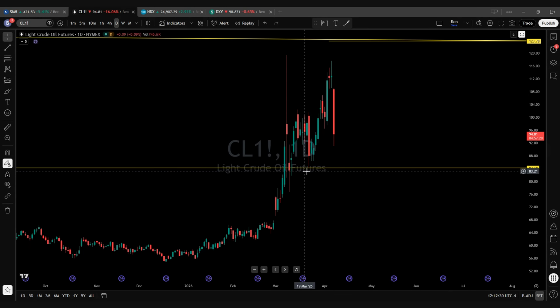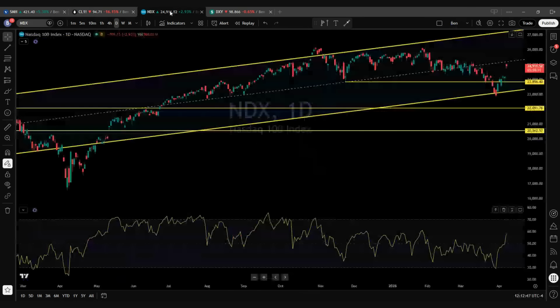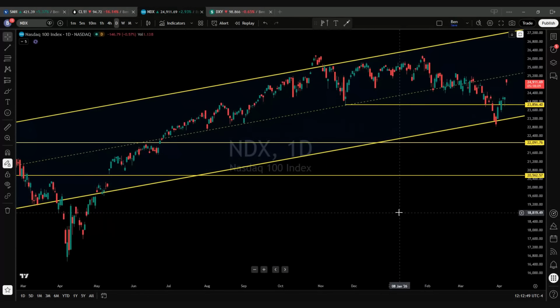As you can see, it's already kissed this level once and then got this nice bid to the upside. So on a down move, this is where I'd pick up CL1 for a swing trade. And then again, that level is $84.18. You will get some pretty significant support off of that level. NDX is another chart that I'm looking at as well.